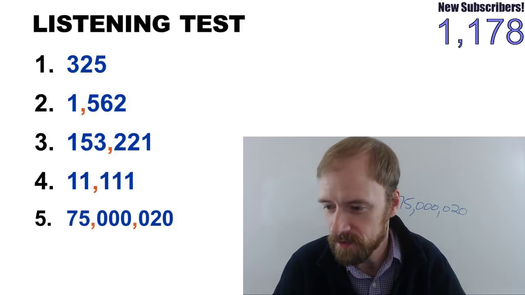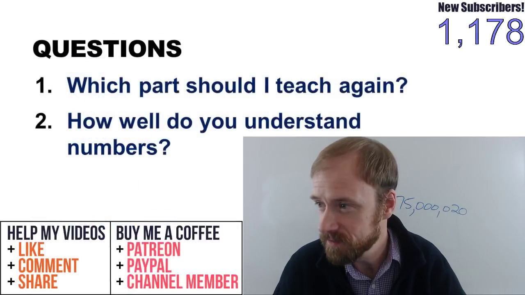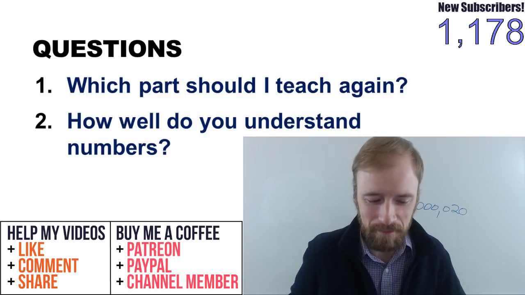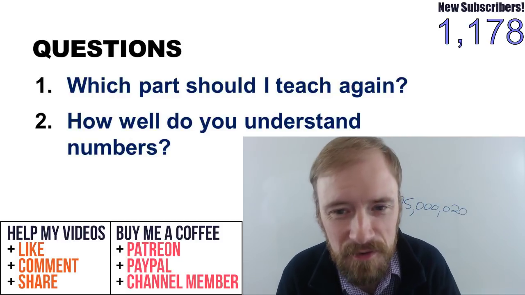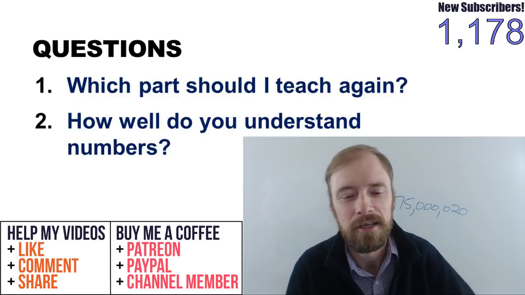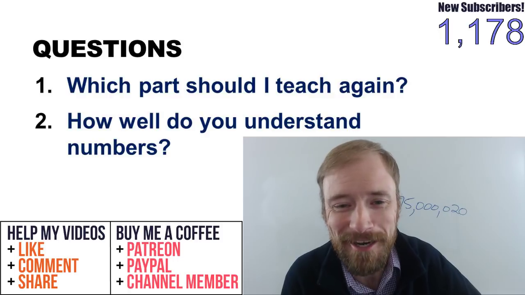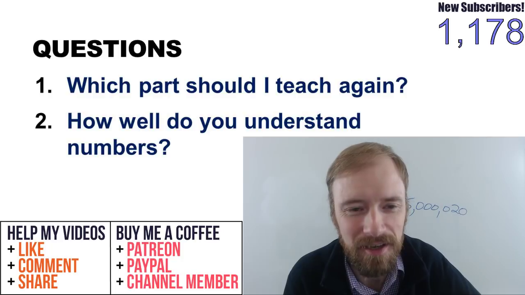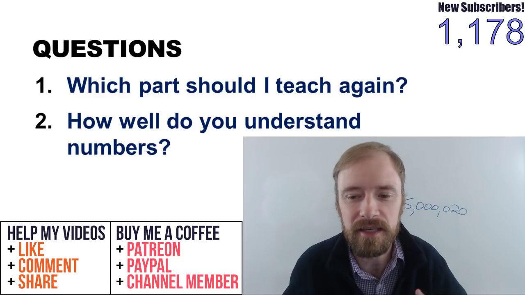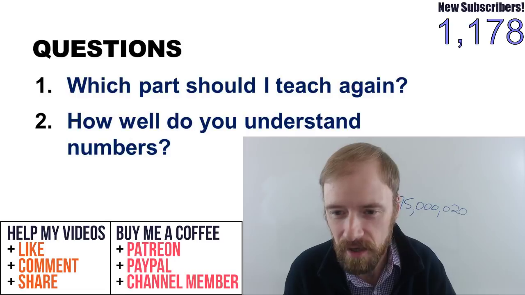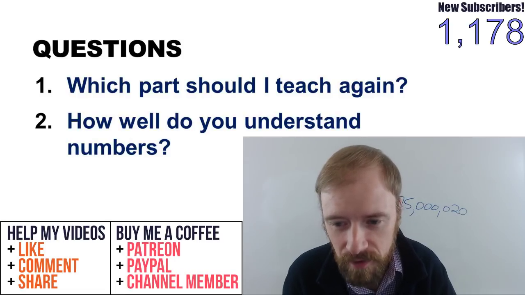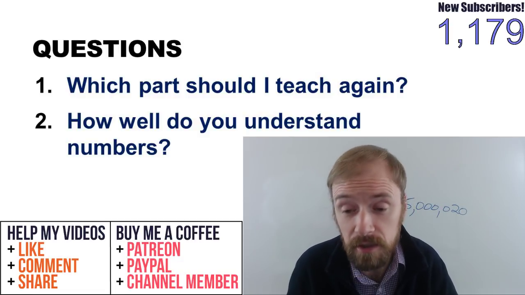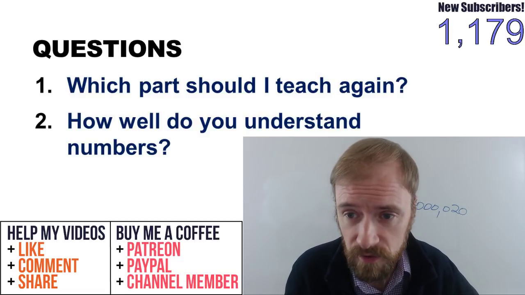Okay, that is the end of the numbers. We talked about a lot of things about numbers. I know some of it is confusing. I have questions. Number one, which part should I teach again, in case some of you are confused? And number two, how well do you understand English numbers? I think some of you are almost perfect with English numbers, and some of you are having difficulty. I would like to know. Tell me, which part were you confused?